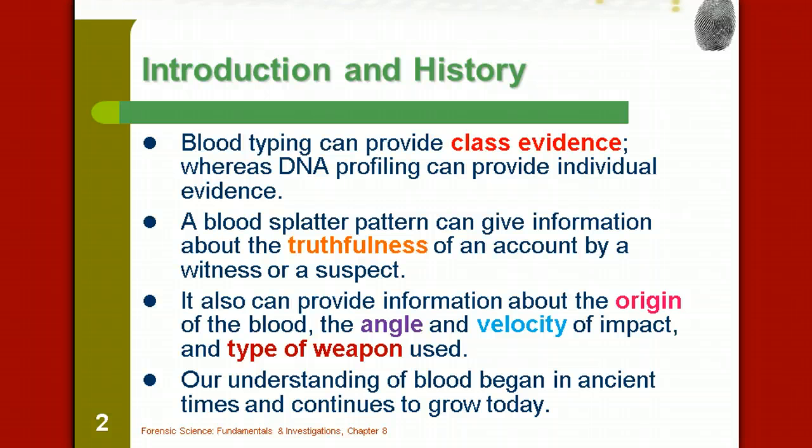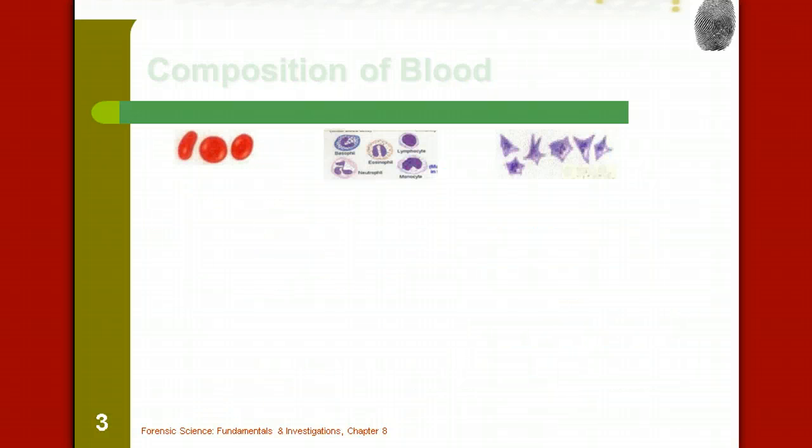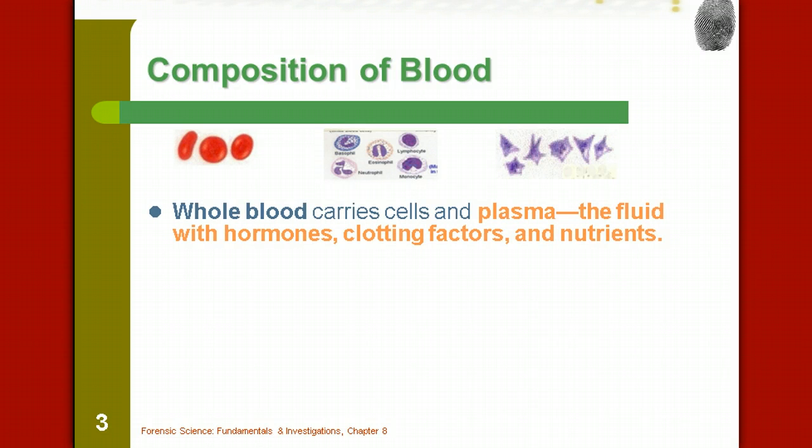Our understanding of blood began in ancient times and still continues to grow today. So let's look at blood as a tissue that circulates around and throughout the body. It's composed of three major components. The whole blood itself carries cells as well as plasma.